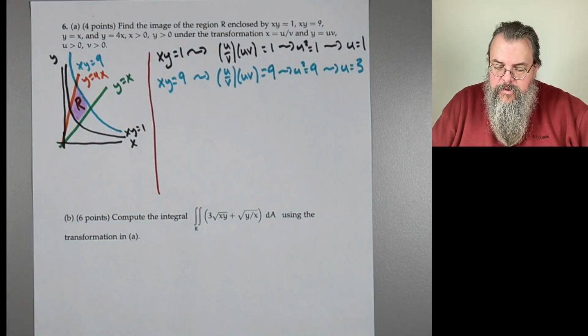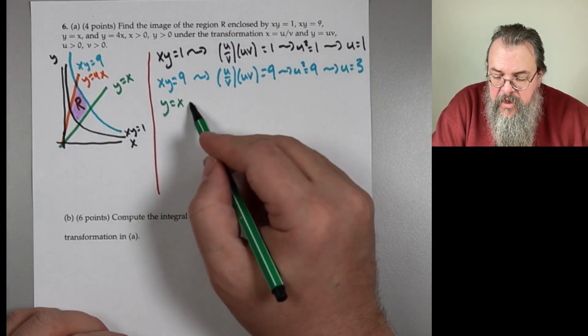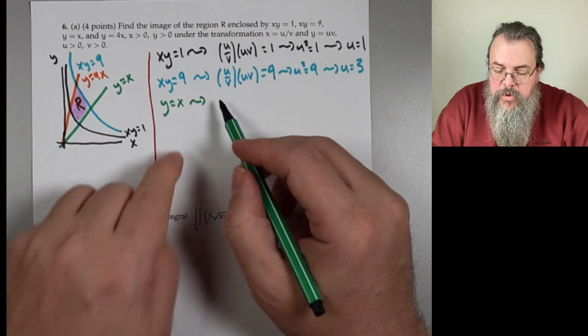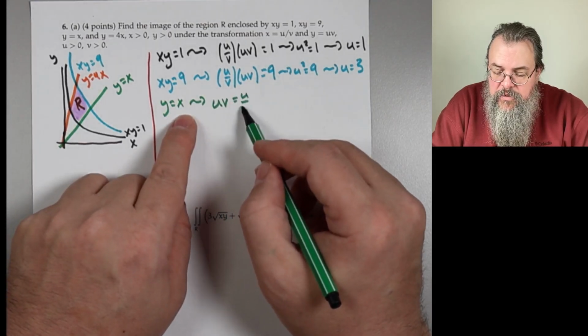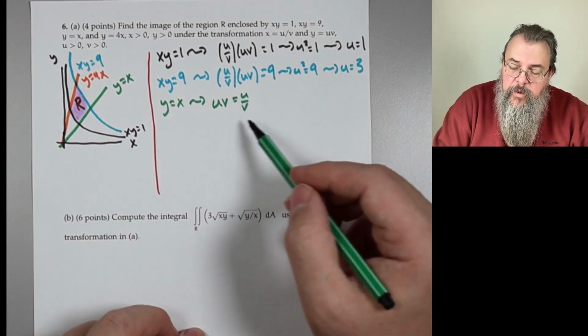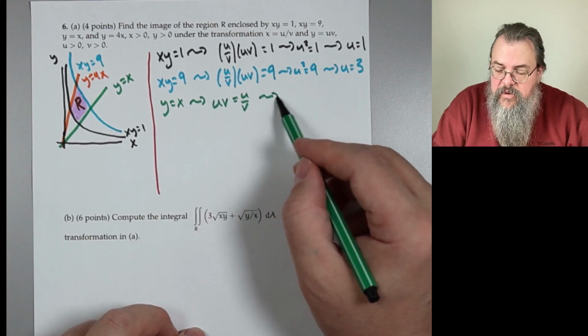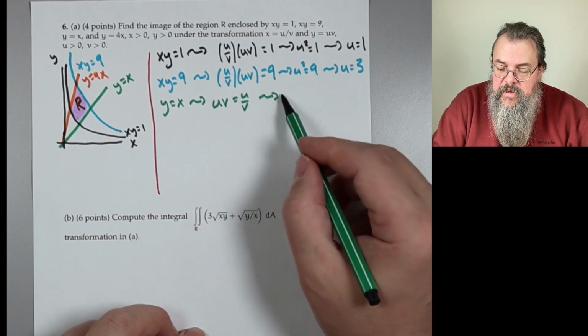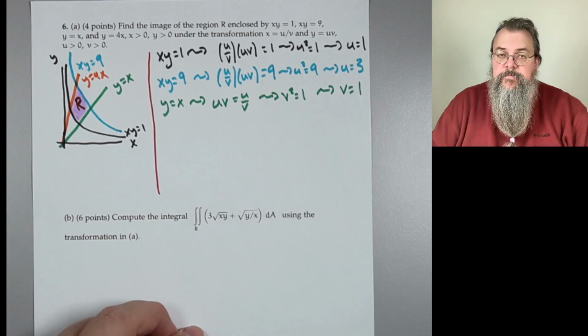Well, let's do y equals x. Okay, so y equals x. Everywhere we see a y, put in u times v. Everywhere you see an x, put a u over v. Well, we can multiply by v, divide by u. What does that tell us? Well, it tells us that v squared equals 1, or v equals 1.